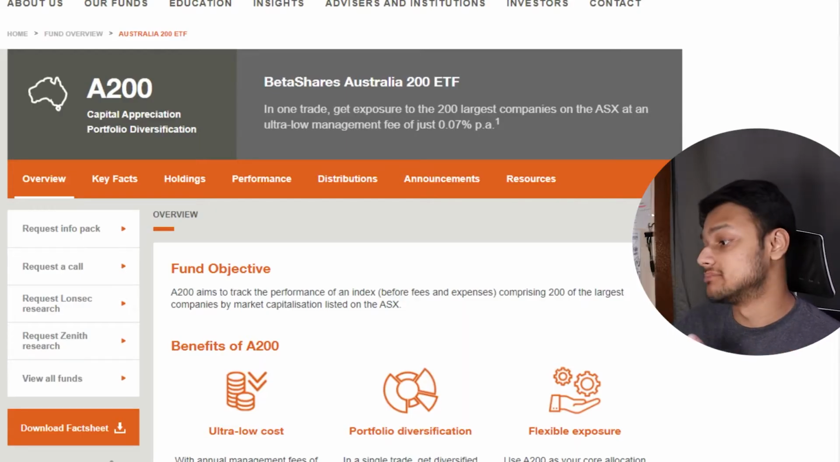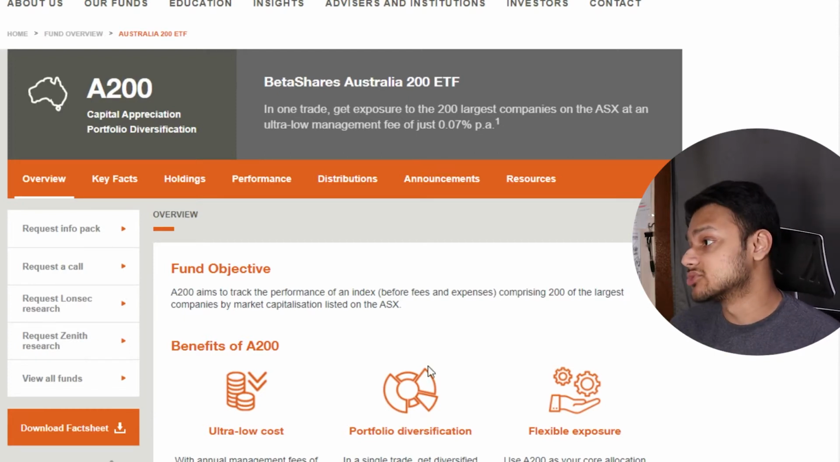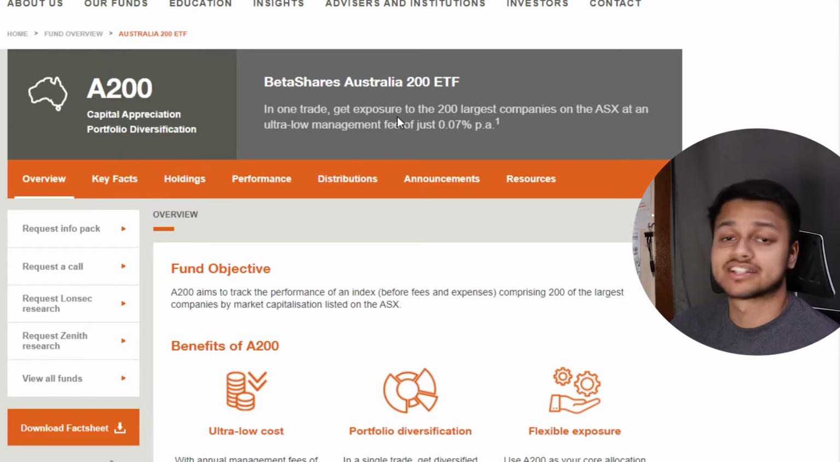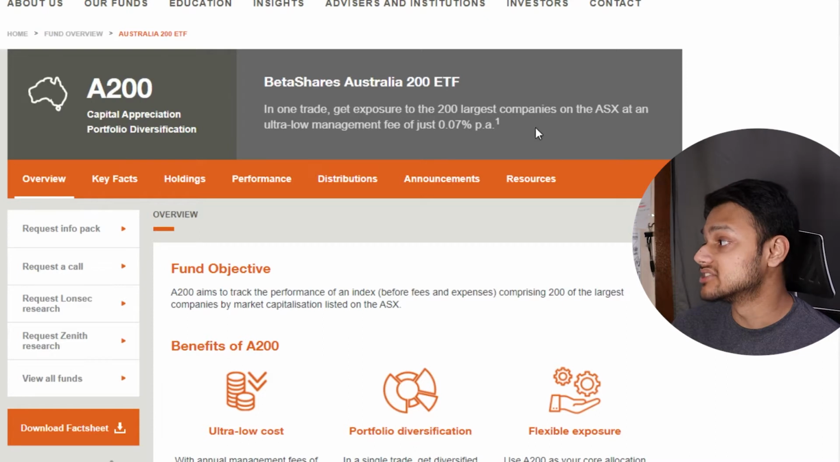So A200 is the BetaShares Australia 200 ETF, and basically the aim of this ETF is to give you capital appreciation, portfolio diversification, and you can get exposure to the 200 largest companies on the ASX at an ultra low management fee of just 0.04%.